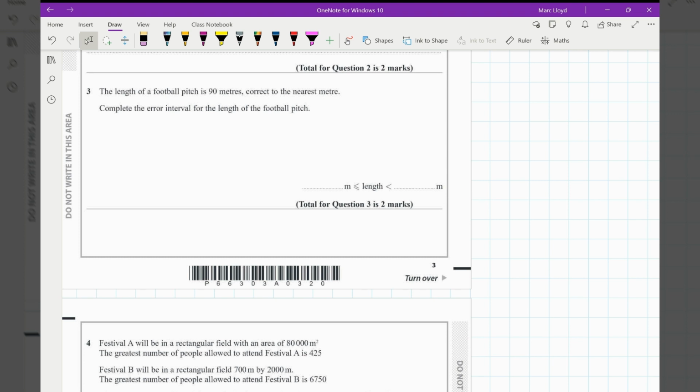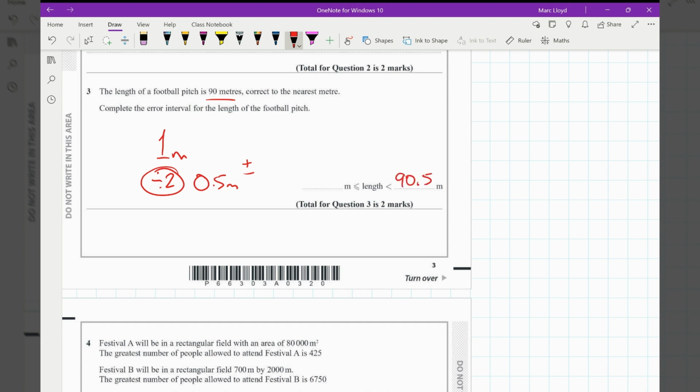The length of a football pitch is 90 meters correct to the nearest meter. Complete the error interval for the length of the football pitch. Now, a trick here is because it's to the nearest meter in this question, the boundary is going to be the size of 1 meter. So we simply divide that meter by 2, which gives us 0.5 meters, and then we add it and subtract it to our amount. So the easier one, adding the 0.5 on, we get 90.5.